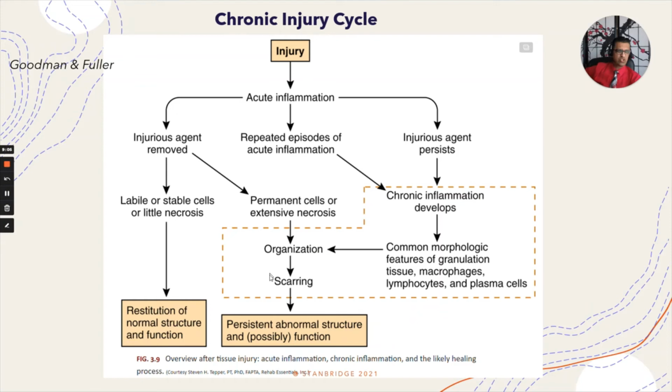Well, then you can get scarring down. But once chronic inflammation develops, you get common morphological features of granulation tissue, macrophages, lymphocytes, and plasma cells. Then you get disrupted organization, then you get scarring, and you get persistent abnormal structure.